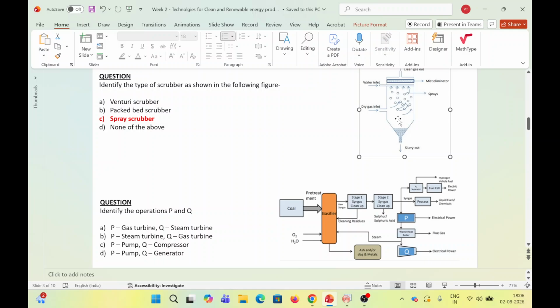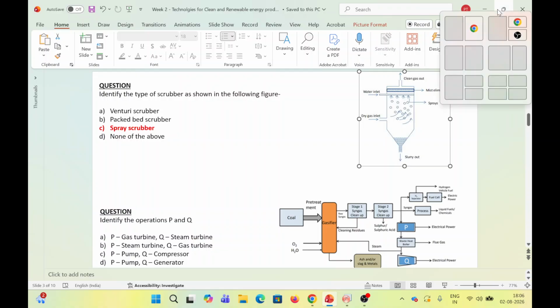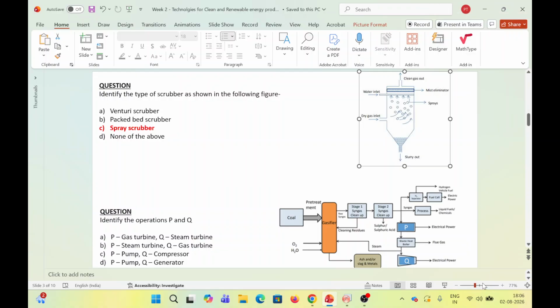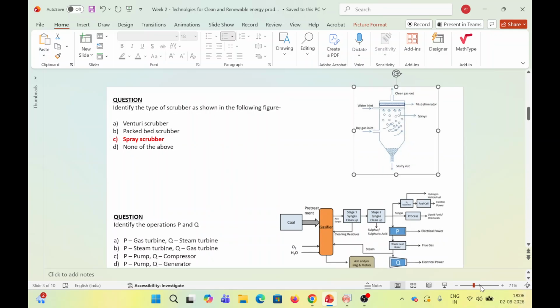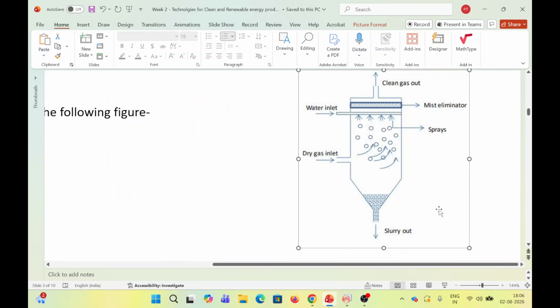You can look at the diagram and try to explain. I think if you see the diagram, it is clear. I'll just show it. I hope the picture is visible. So this is the spray, this is a spray scrubber. The question is, how does this work?